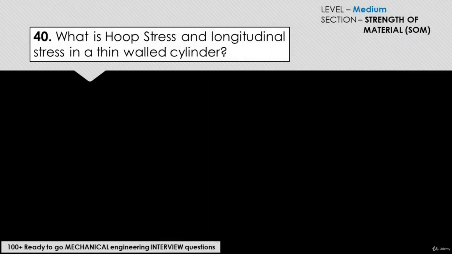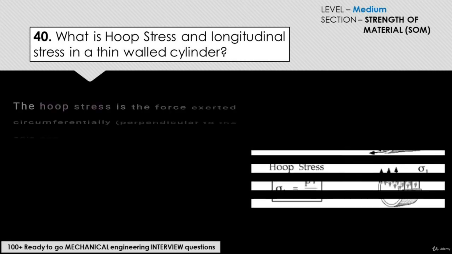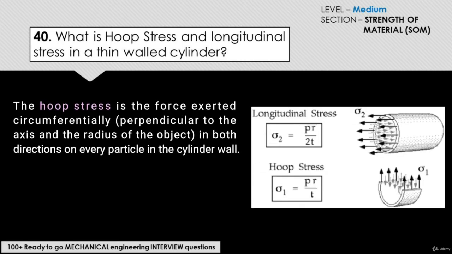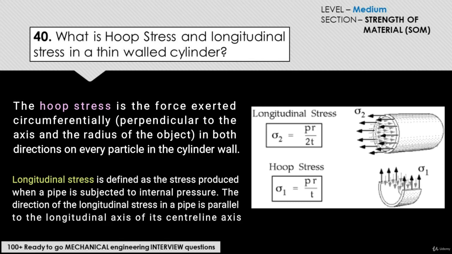What is hoop stress and longitudinal stress in a thin-walled cylinder? The hoop stress is the force exerted perpendicular to the axis and the radius of the object in both directions on every particle in the cylinder wall, whereas longitudinal stress is defined as the stress produced when a pipe is subjected to internal pressure.